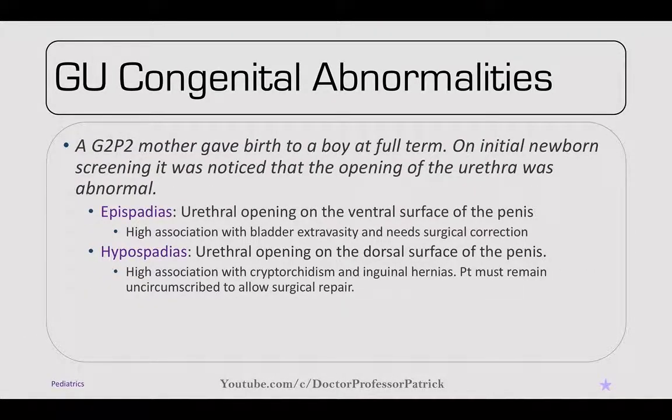So some GU congenital abnormalities. Say we've got a G2P2 mom who gives birth to a boy at full term. On initial newborn screening, it was noticed that the opening of the urethra was abnormal. So if it's either epispadias, the urethral opening on the dorsal surface of the penis, which is highly associated with bladder exstrophy and needs surgical correction, or hypospadias, the urethral opening on the ventral surface of the penis, and it's highly associated with cryptorchidism and inguinal hernias, the patient should remain uncircumcised to allow surgical repair.